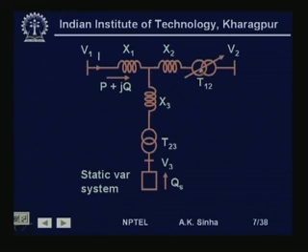The other option is that by changing the transformer taps, we can again regulate the voltage at V2. So, a combination of these two will give me much larger control over a larger load variation in the system.